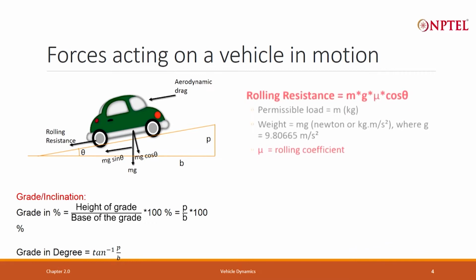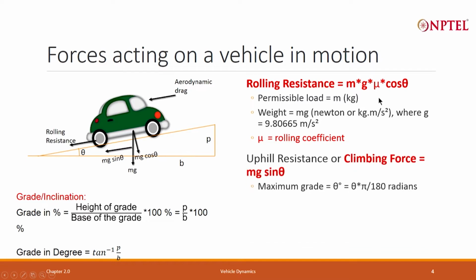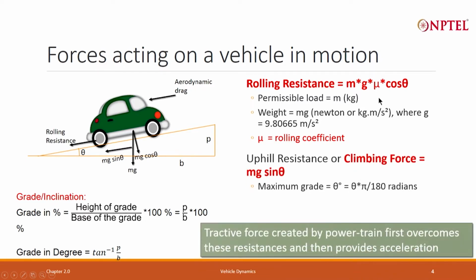And then it also encounters a rolling resistance, which is mg mu, dependent on mass, gravity and mu, a constant called the rolling coefficient. And we also said the third is the climbing force, mg sin theta. This plays an important role. So, these three forces are always there in the vehicle whenever it is moving. Of course, if there is no climb, theta is 0, sin 0 is 0, so the climbing force is 0, but the other two are always there.